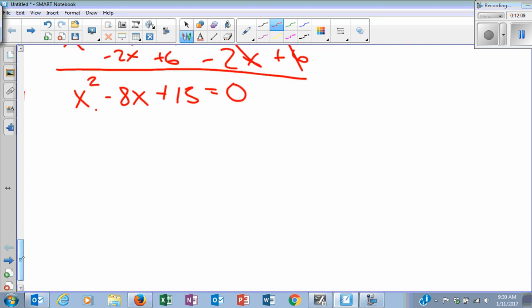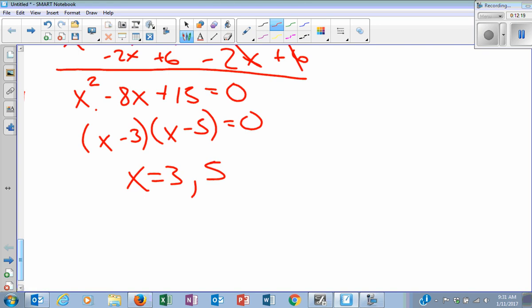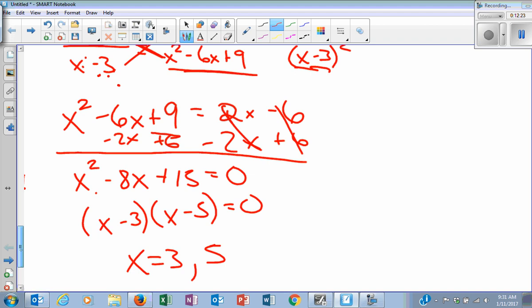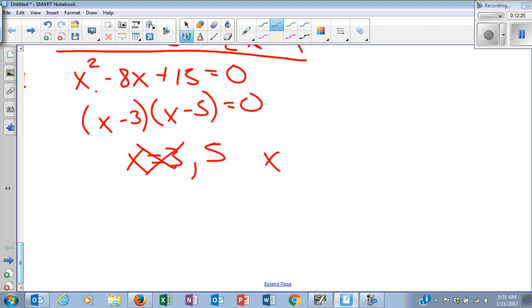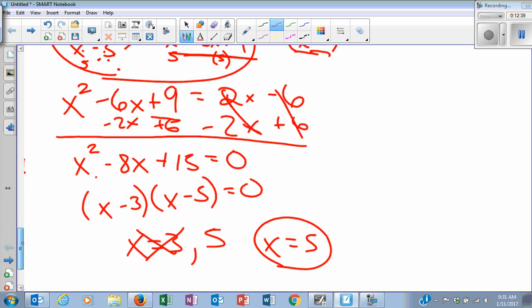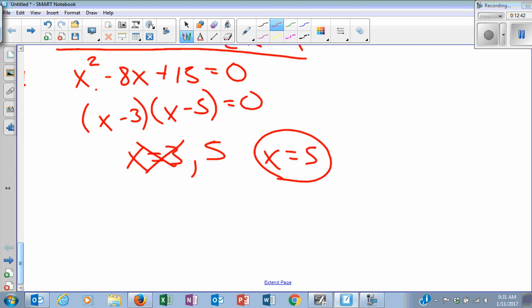Sorry about that. And then when I factor it, it becomes x minus 3, x minus 5 equals 0, x equals 3 or 5. But I look back at my restriction, and I know it's not allowed to be 3, so I cross that one off, so it's just x equals 5. And you should plug that back in to your original equation up here. You take a 5, you put it in here, you take a 5, put it in here, put it in here, and you simplify and make sure that the left side is equivalent to the right side. For purpose of time, I'm not going to do that.